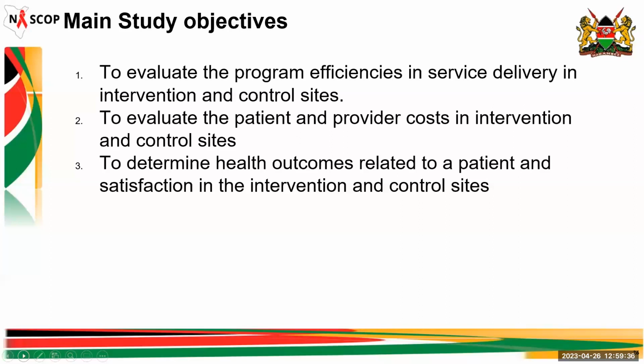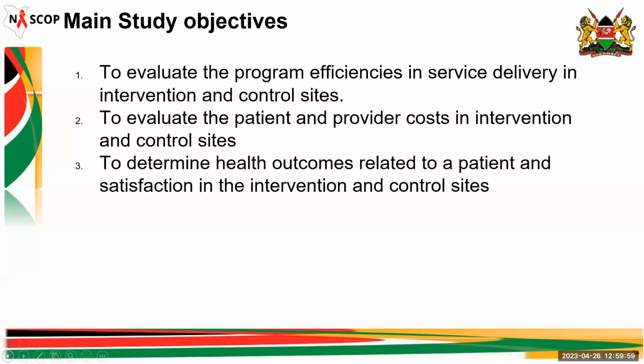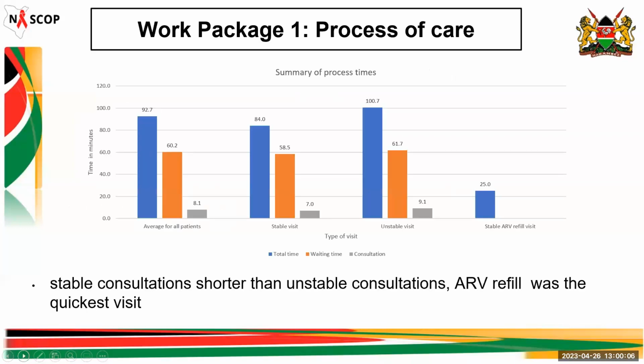So the main study objectives are enlisted. We wanted to demonstrate or evaluate program efficiencies in service delivery in both the intervention and control sites. We wanted to evaluate the patient and provider cost in intervention and control sites, and we wanted to determine the health outcomes to the patient and satisfaction. So next slide, Sarah. Next, so the result areas. I'll highlight the high level result areas for discussion.